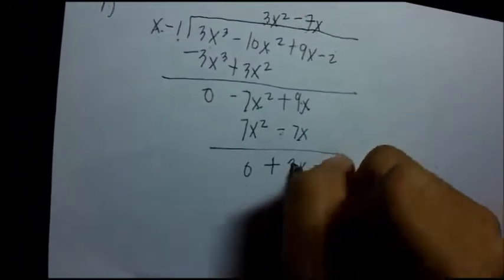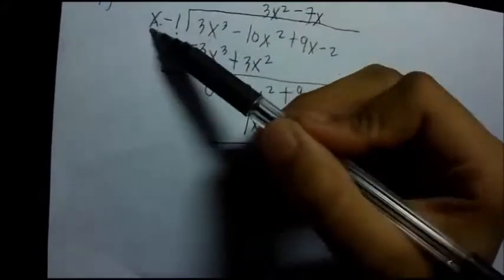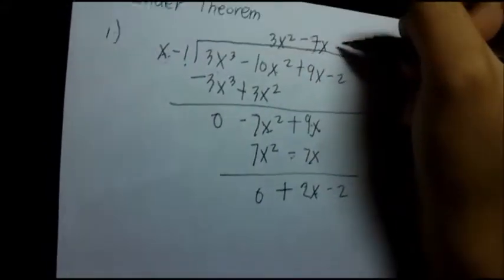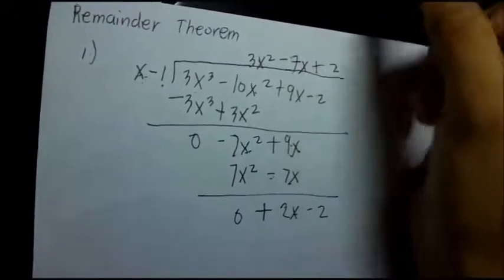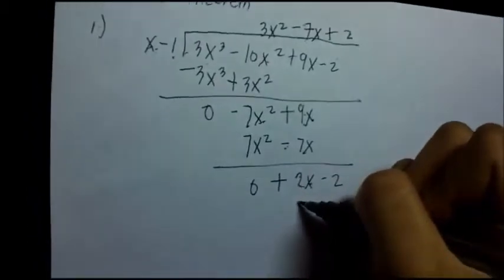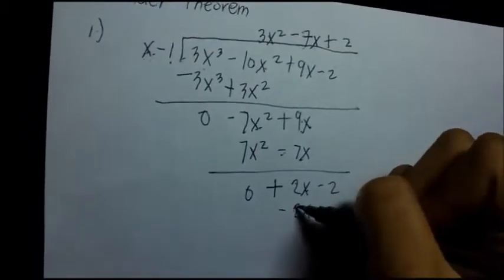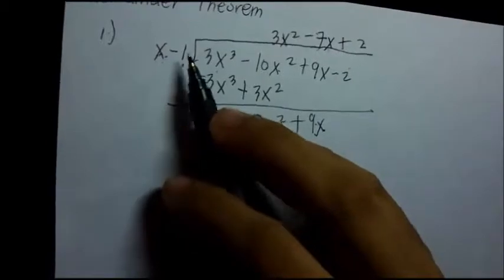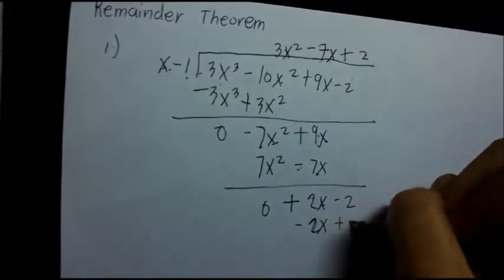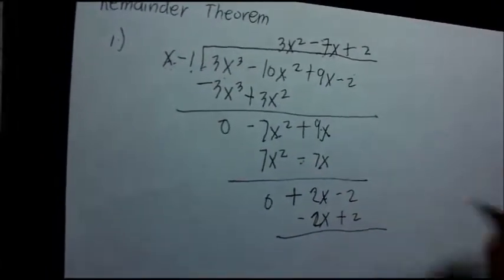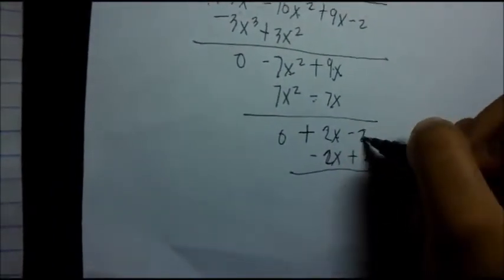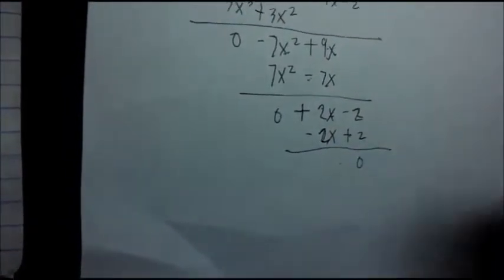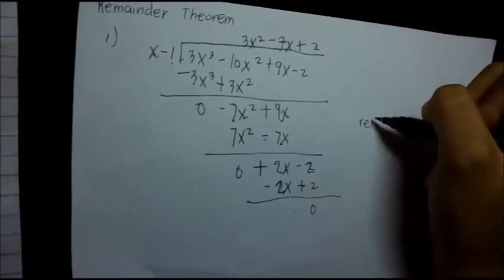So, 2x divided by x is equal to 2. And positive 2. So, 2 times x is equal to 2x and negative 2x. Then, 2 times negative 1 is positive 2. So, our negative 2 plus 2 is 0. So, our remainder is 0.